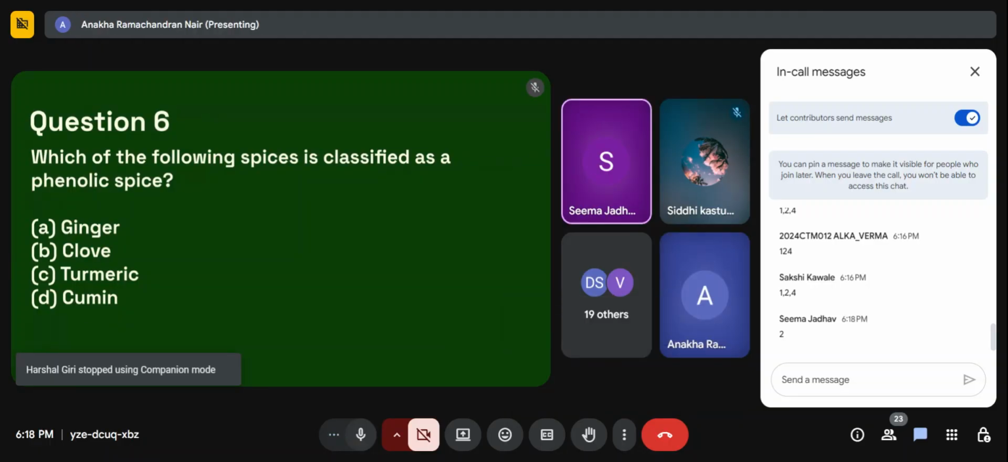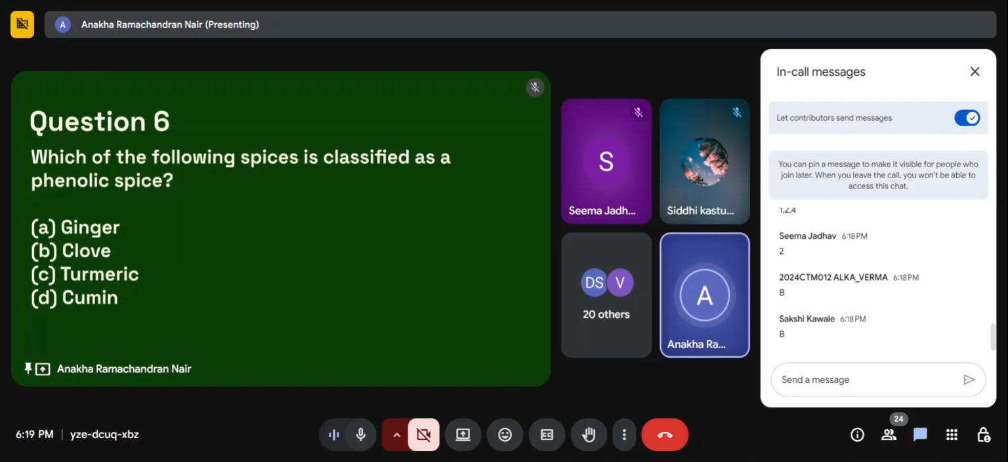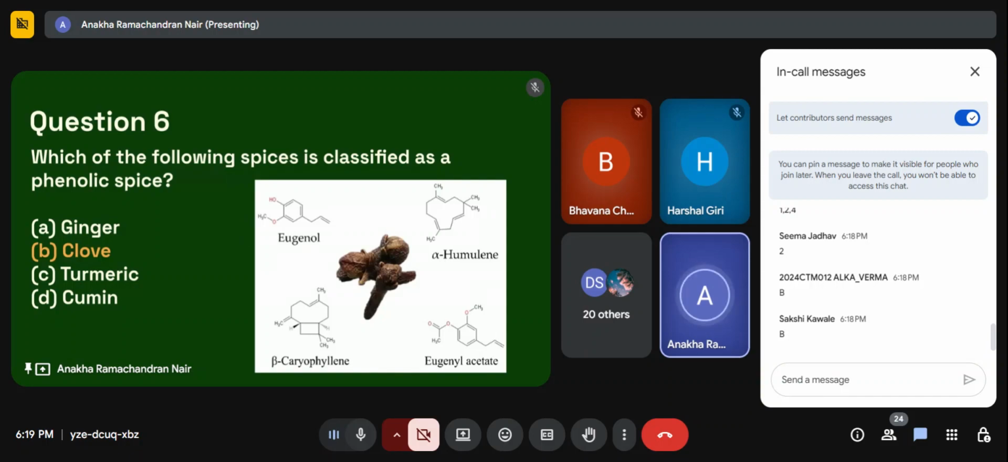Answer B. Answer Option B. B. All right. Someone else B also. Does anyone think it is different? Does someone think it's a different answer? All right. Answer C. C, cumin. All right. So the correct answer is in fact answer B.